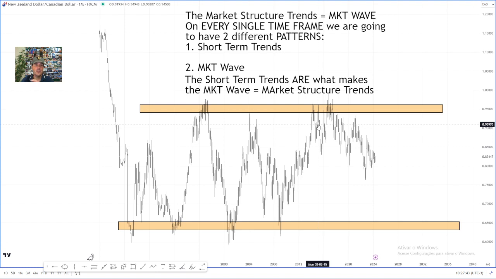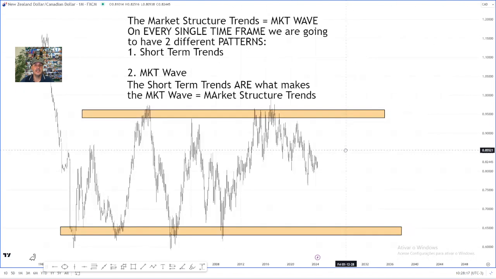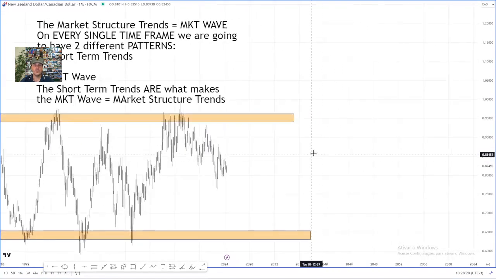So one more time, the market structure trends is also called the market wave, and on every single time frame we are going to have 2 different patterns. So step by step, we are talking about 2 different patterns right now. Why is this important? Because talking about trading, the stop loss goes on the pattern traded. Just the introduction of this, and let's go to theory first.